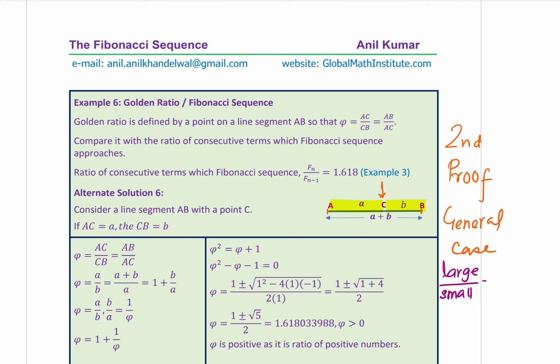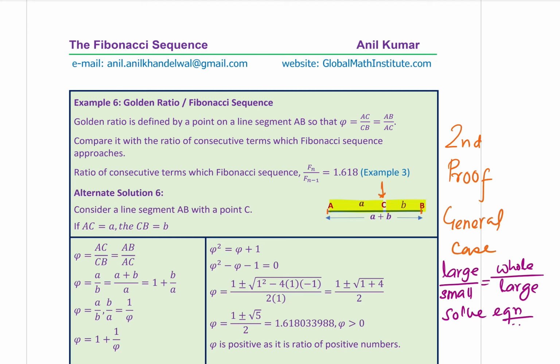So the larger length AC over the smaller length, which is CB, is equal to AB over AC. AB is the whole, right? So whole over large. So that gives you the equation to solve, right? Then you solve the equation. Is that clear to you? So that is what we have.